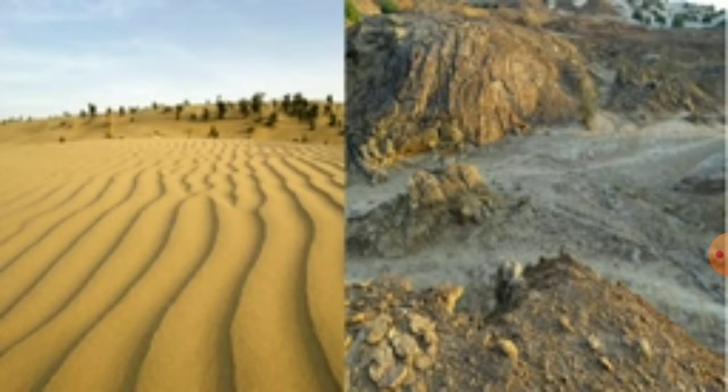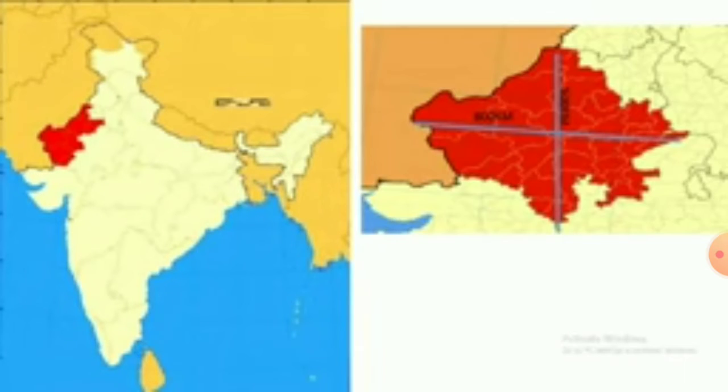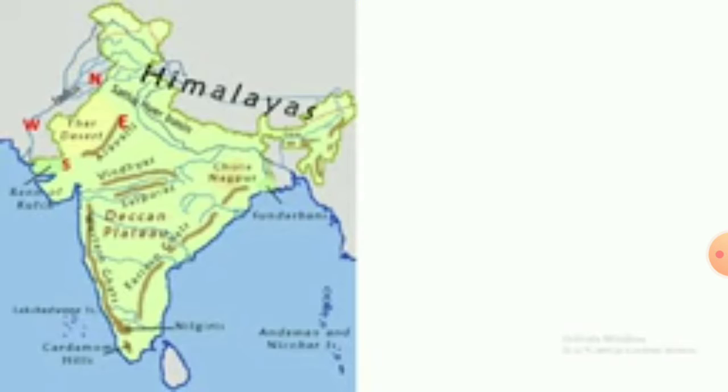To the southwest of the Northern Plains lies this great Indian desert. You can compare both maps. The Thar Desert lies in the state of Rajasthan, and much of this state is desert area. It is bounded by the Satluj River basin in the northeast. To the west is the Aravalli range, the mountain range located near the western side. It is called the Aravalli range.